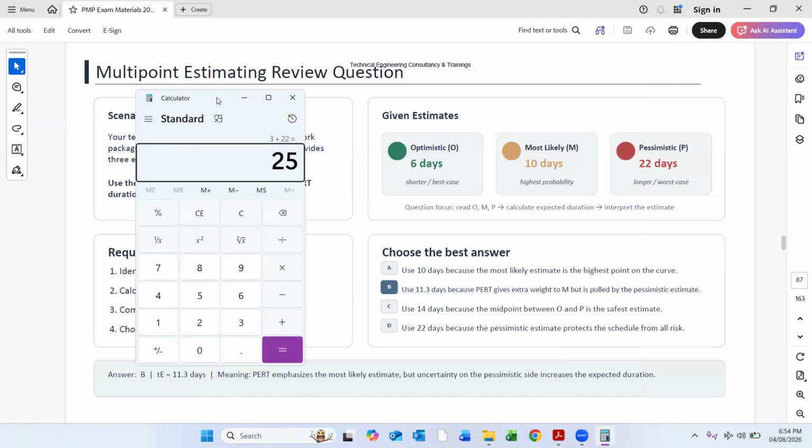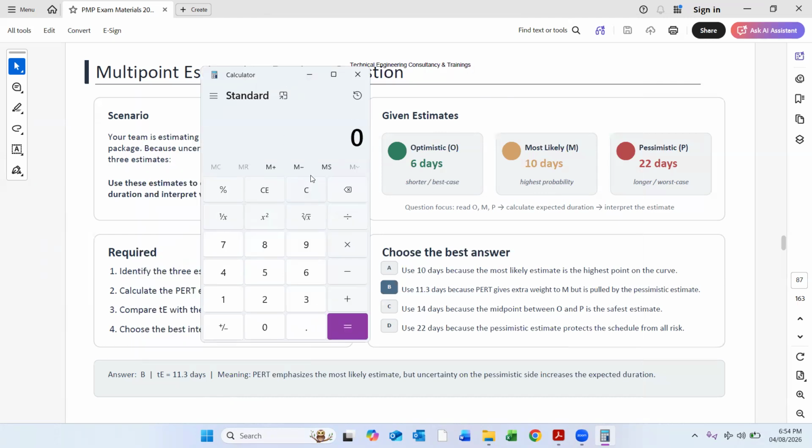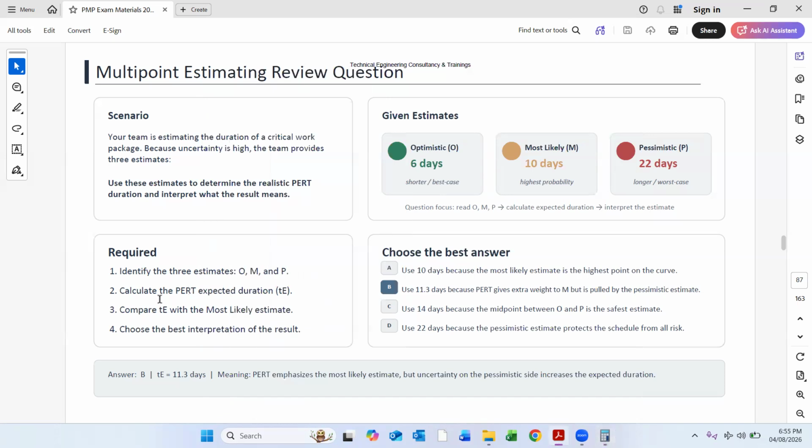Answer is 25. Okay. But total divided by 3, right? Yes. Again, 6 plus 10 plus 22 divided by 3. So 38. Okay, fine. This is simple. Calculate the PERT expected duration.